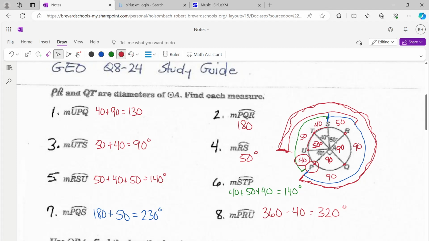It's not difficult, but just find a way to stay organized when you're identifying your arcs. Got it? Diameters, the arc of a diameter is 180. Arc of a diameter is 180. The measure all the way around the circle is 360.